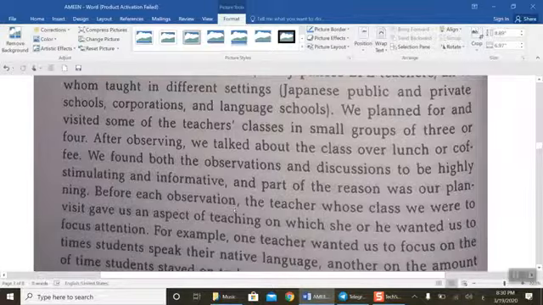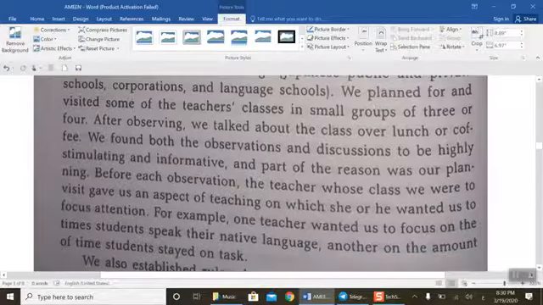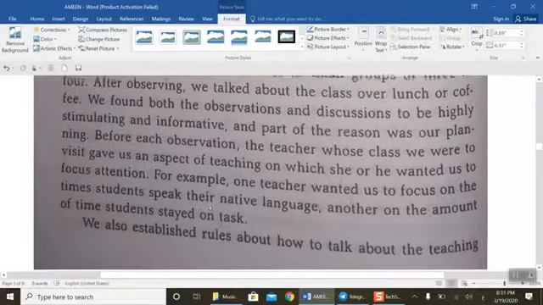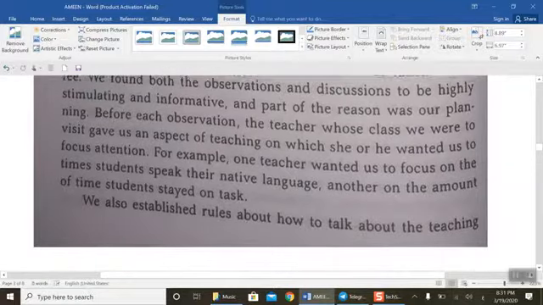Before each observation, the teacher whose class we were to visit gave us an aspect of teaching on which she or he wanted us to focus. For example, one teacher wanted us to focus on the times. Each one of them gives his own opinion. One teacher said we should focus on the time students speak their native language. Another on the amount of time students stay on task. So they talk with each other. Each one gives his own opinion about teaching.